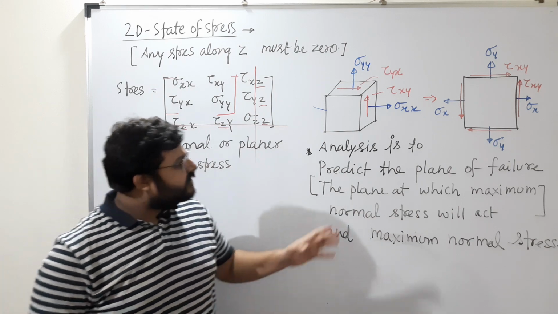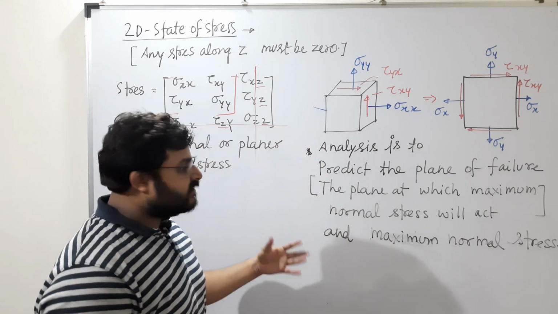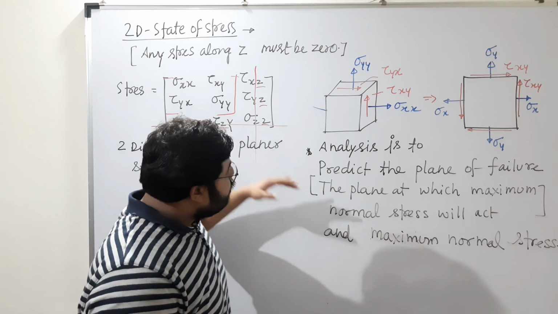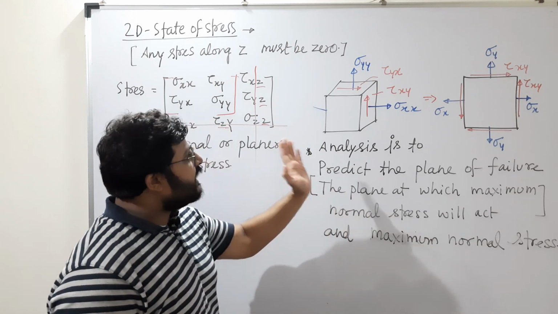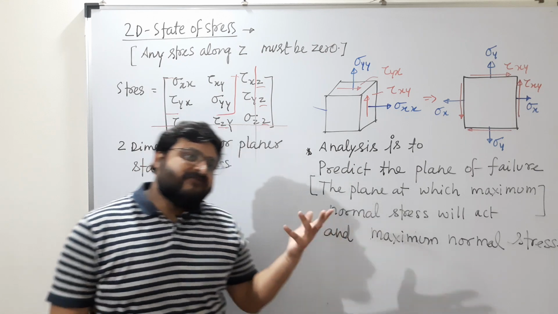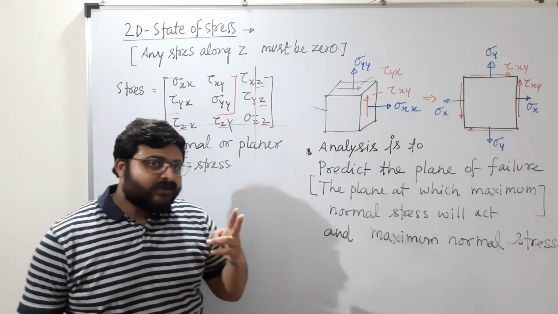In addition to it, we can find out the maximum value of shear stress also. So many other things are there which we can find out, but our main objective for analysis is to predict the plane of failure, at what angle it will fail, and when it will fail, what will be the maximum value of normal stress which it can sustain. So these two things we are going to predict.